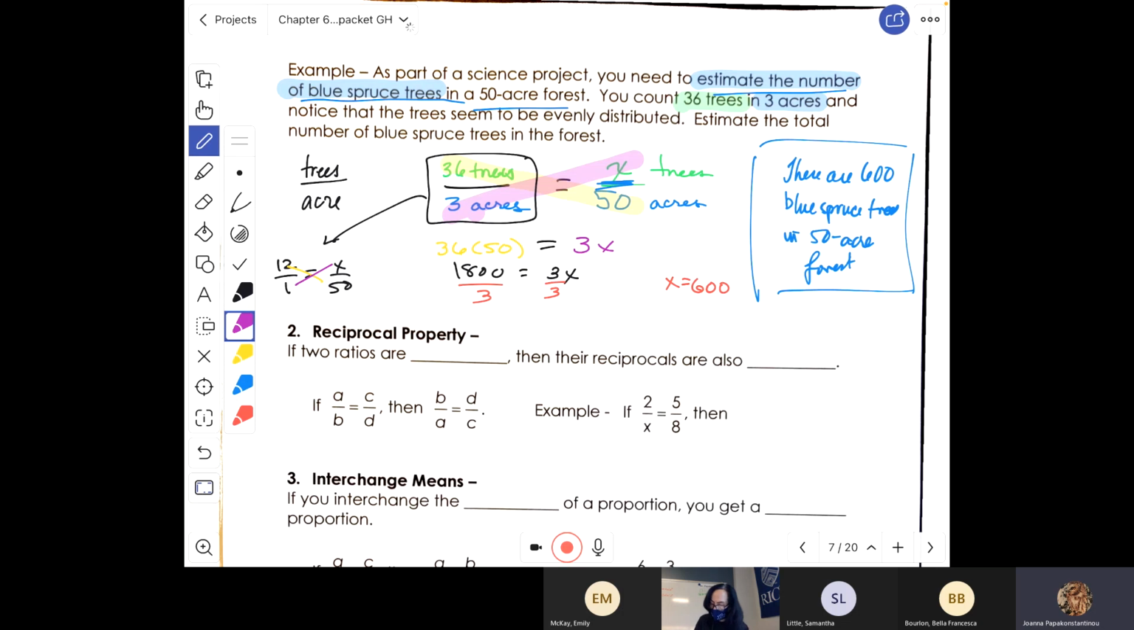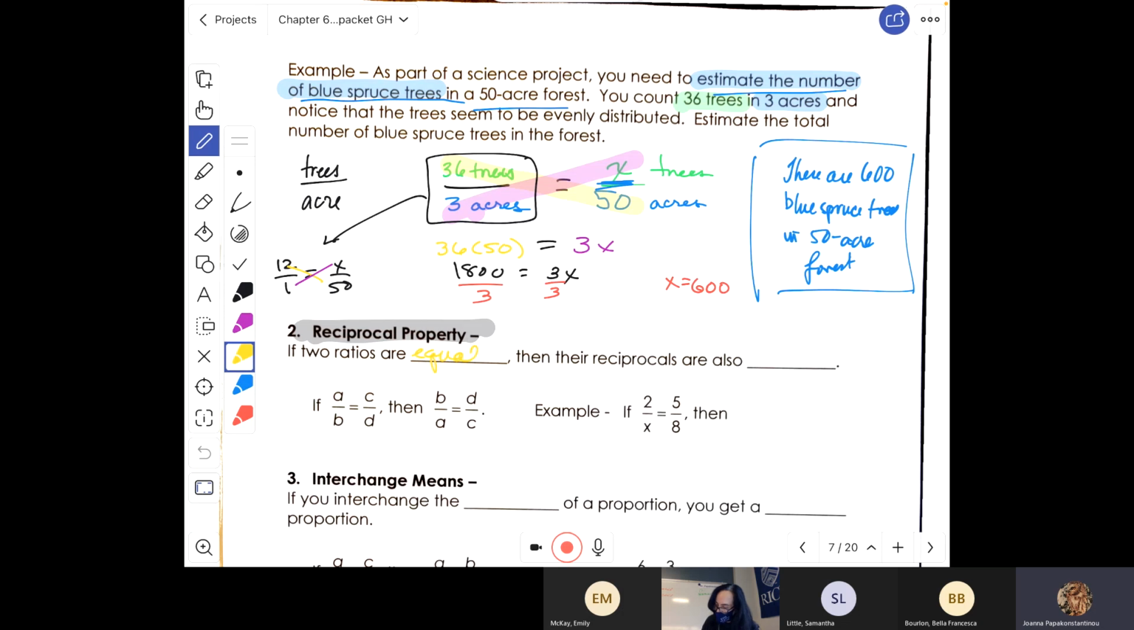Okay, that's our first property. Let's look at our second property. Our second property is the reciprocal property. If 2 ratios are equal, I have a proportion, right?